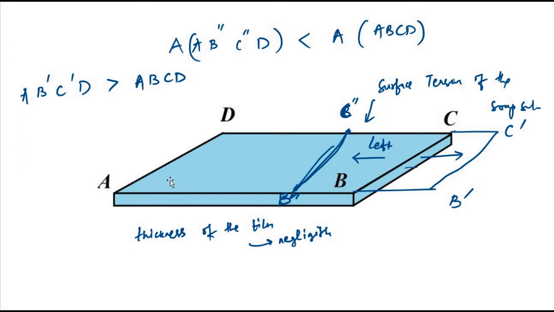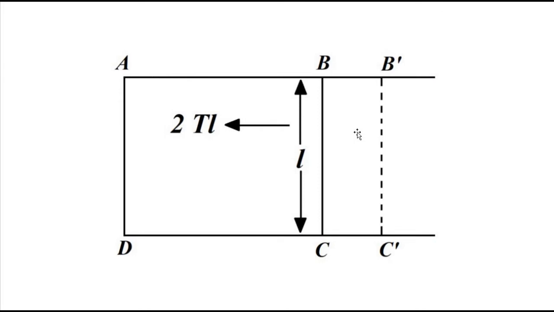So here, the surface tension acts on both sides of the film. The length of the film BC is equal to L, and surface tension acts on both sides, top and bottom. That's why the total force acting on it is 2TL. So here, to move it to the new position B dash C dash, this much force, 2TL, has to be exerted.